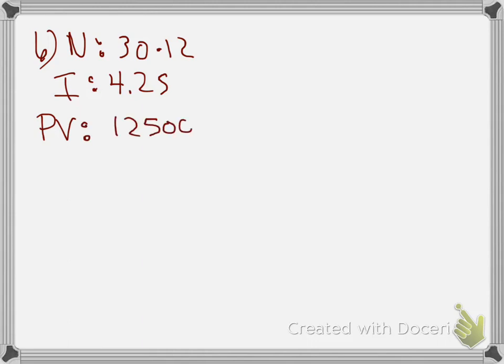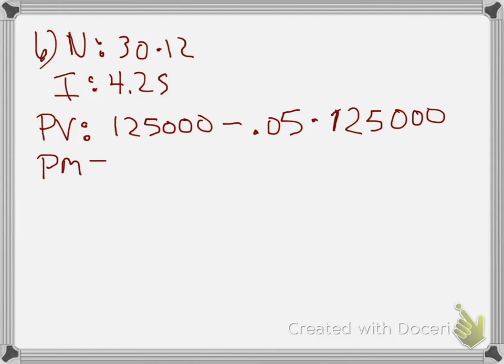All right, number 6 asks you to say a 30-year loan, so 30 times 12, at 4.25% APR. The house price is $125,000 minus the down payment of 5% of $125,000. They want you to find the payments, and again, the FV is 0.